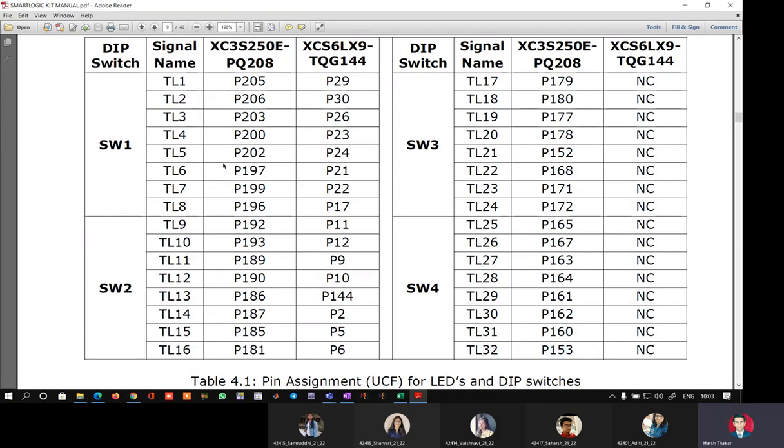That is why, suppose I decide that my operand A is going to come from the first four switches, then I have to map A3 to pin number 205 and A0 to pin 200. Similarly, if I say that the four switches from the second bank are going to be operand B, then I have to map B3 to pin number 192, B0 to 190.